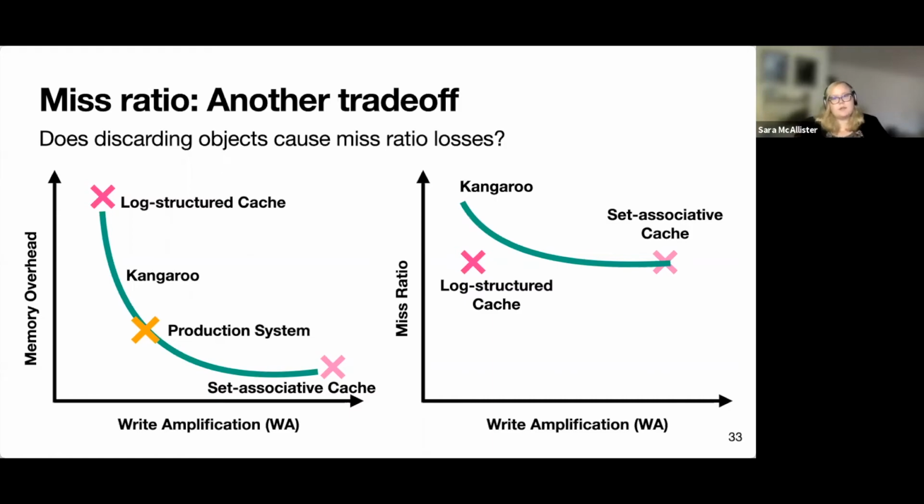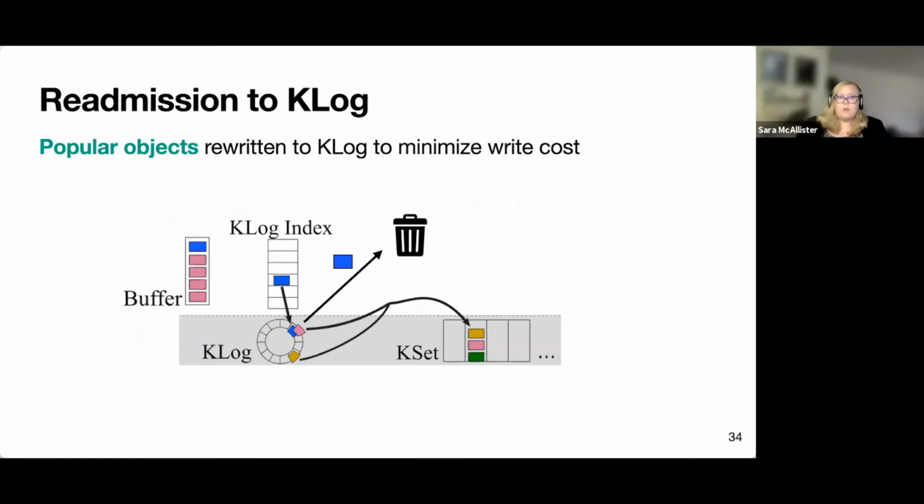So this isn't ideal because part of the reason of having these caches in the first place is to keep load off the backend services. And we keep load off the backend services by having a low miss ratio. So how can we improve miss ratio in Kangaroo? Well, one easy way to improve miss ratio in Kangaroo is to have readmission to KLog.